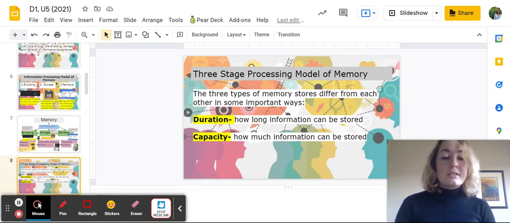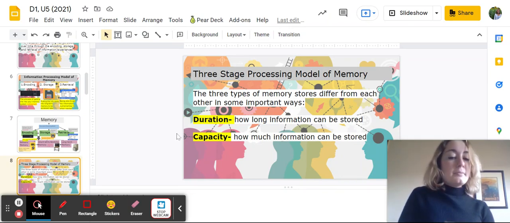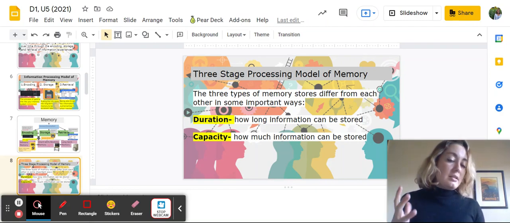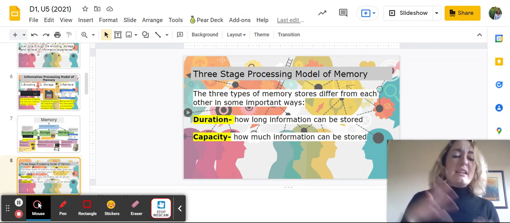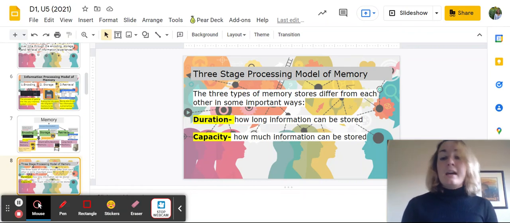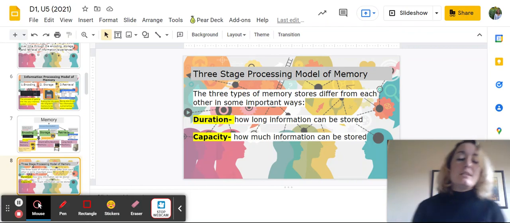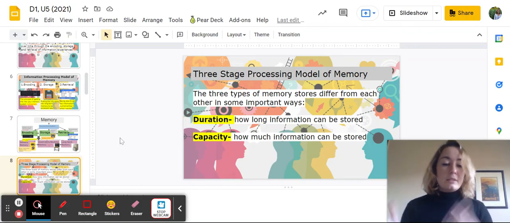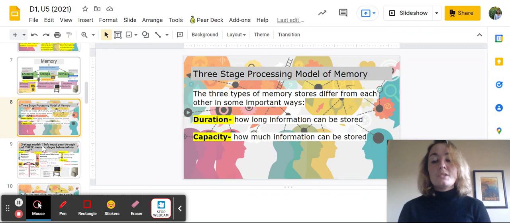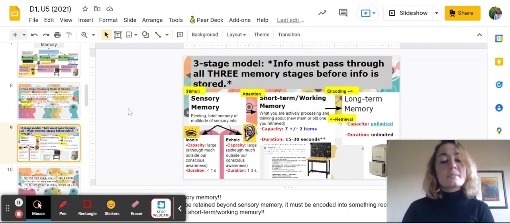And here we're going to see that each of those three stores I brought up differ in terms of duration. So how long can information be stored? Is it permanent, or is it only staying in that store for a limited amount of time? And capacity. So how many things can you be thinking about or storing in these stores at once? Is it unlimited, where you can be storing bajillions of memories, or can you only be working on a few things at once? So we're going to go through each one more in depth.